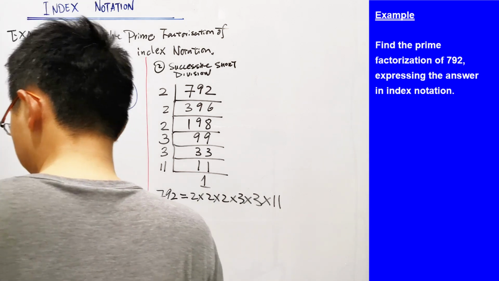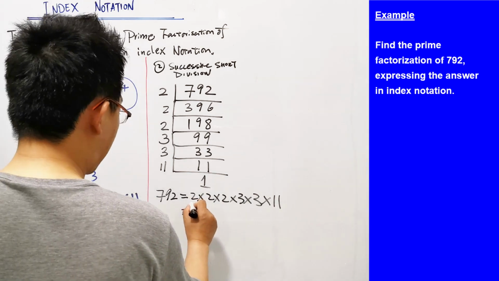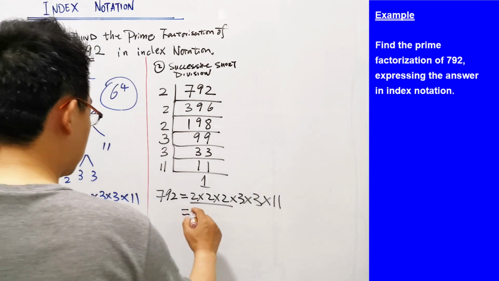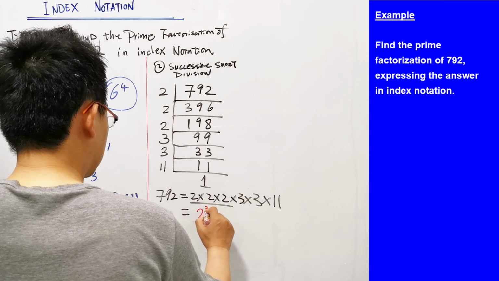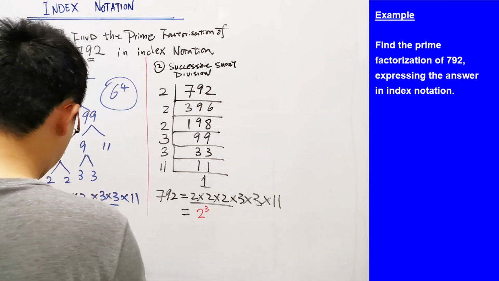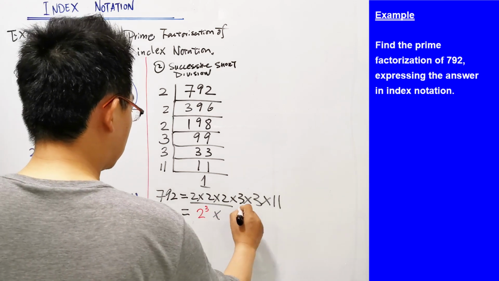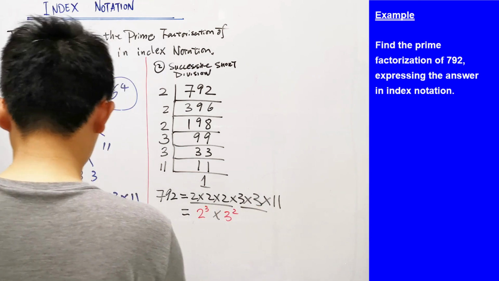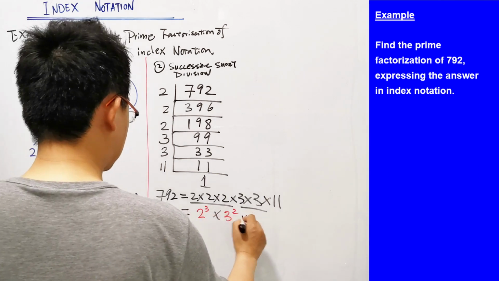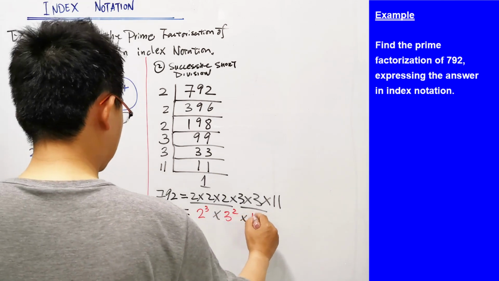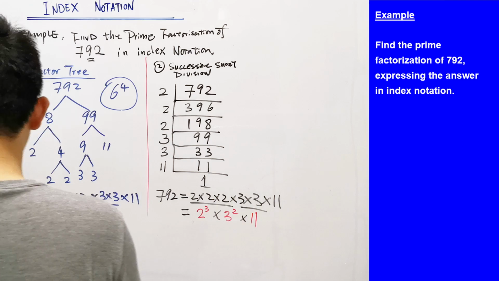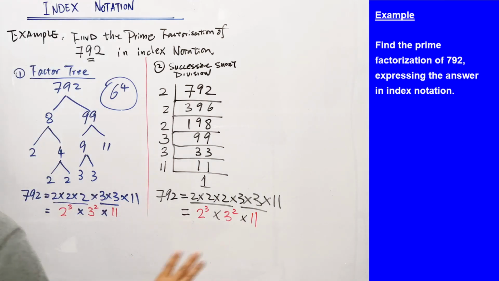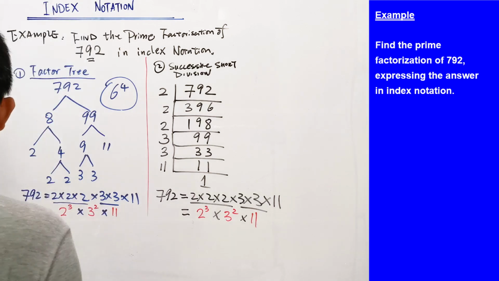We can use the same concept right here. How many 2s do we have? We have three 2s, so it's 2 to the power of 3. Then we times another 3, so it's 3 squared. Then we also times the 11. We're going to have 11 here. So in this case we find the answer, right? That is very clear, right?